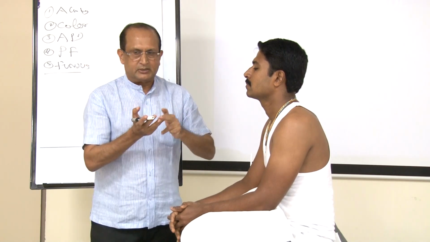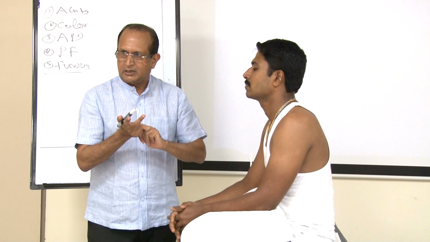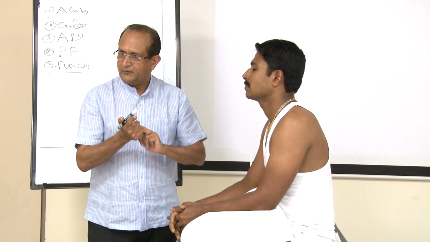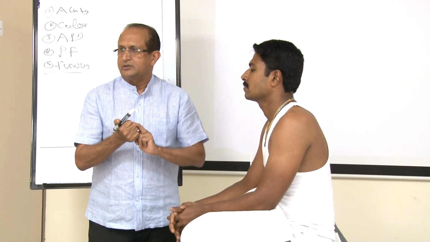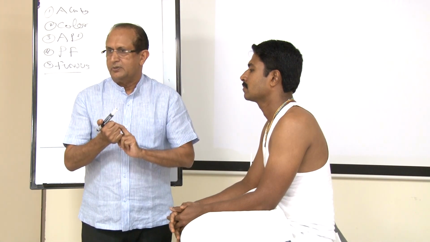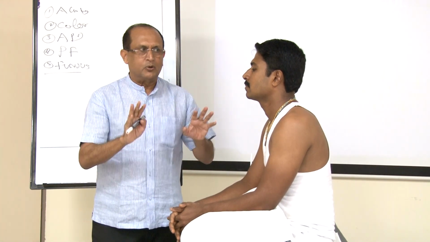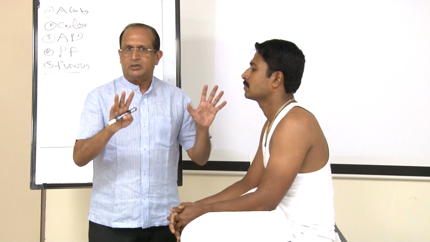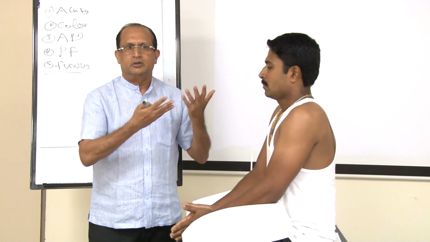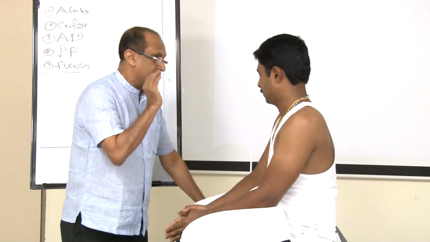Understand? So you have tested the acuity of vision, you have tested the color vision, you have tested the peripheral field of vision, and then you have tested the afferent pupillary defect or the Marcus-Gunn phenomenon. So these four will give you an idea whether the lesion is anterior to the optic chiasma or posterior to the optic chiasma. Now look at the disc.